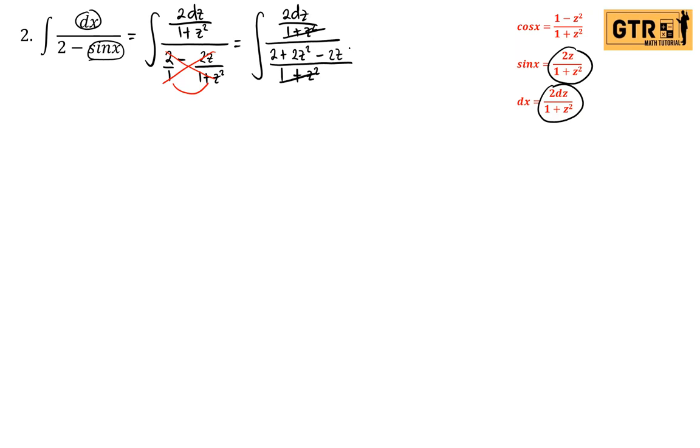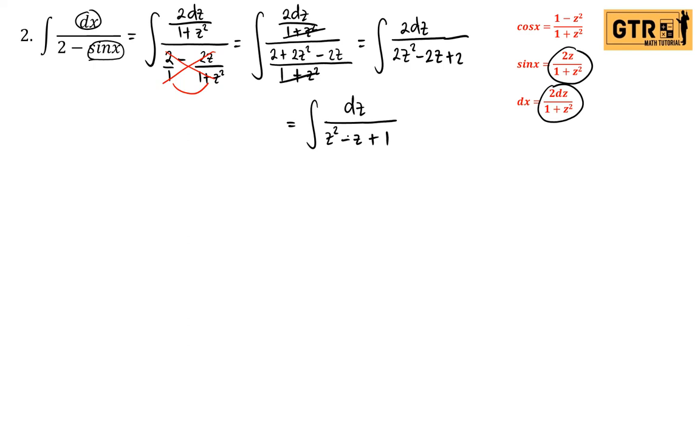So therefore, we now have the integral of 2dz over, so let's arrange this. We have 2z squared minus 2z plus 2. As you can see, we have 2 in each term, and in the numerator we also have 2. So we can cancel out 2. If we factor out 2 from this and cancel in the numerator, we now have the integral of dz over, so just divide by 2, z squared minus z plus 1.